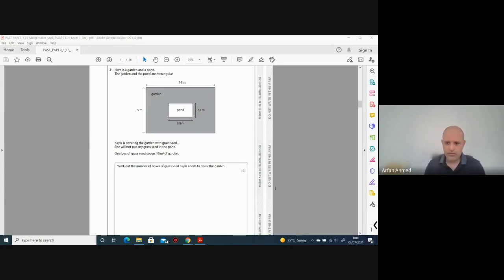First of all, always ask yourself, is it to do with area or is it to do with perimeter? That's the very first thing I would ask myself. Look for clues in the question. It's to do with a rectangle, but that doesn't tell you anything. It could be perimeter. We don't know. Let's look at other clues. Where is this grass seed actually going? It's going to cover the garden, inside the garden.